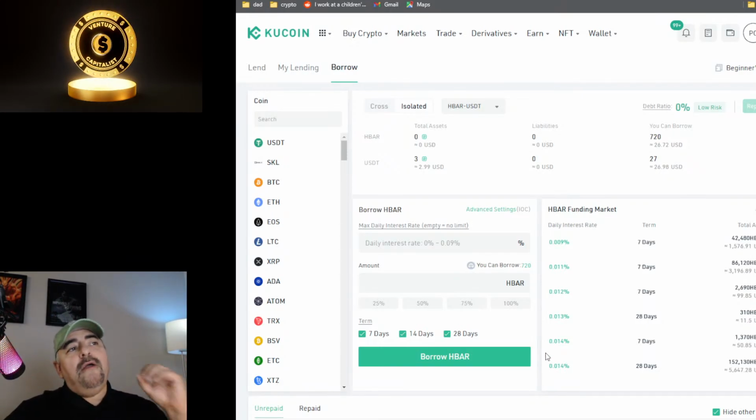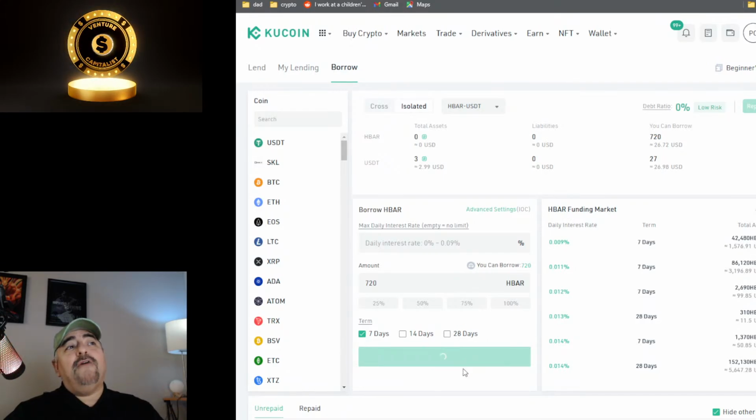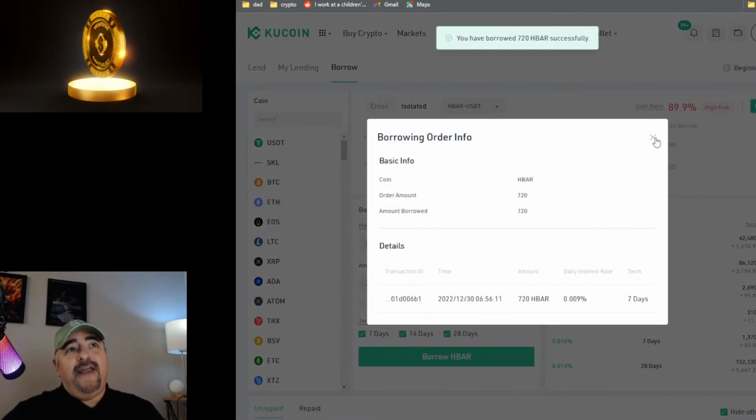So now with my $3, I can go times 10. I'm going to get rid of the 28 and 14 days. Instead of only getting a very small amount, like literally $3 worth of HBAR, I'm getting right now $30 worth of HBAR. So I'm able to borrow 720 HBAR instead.